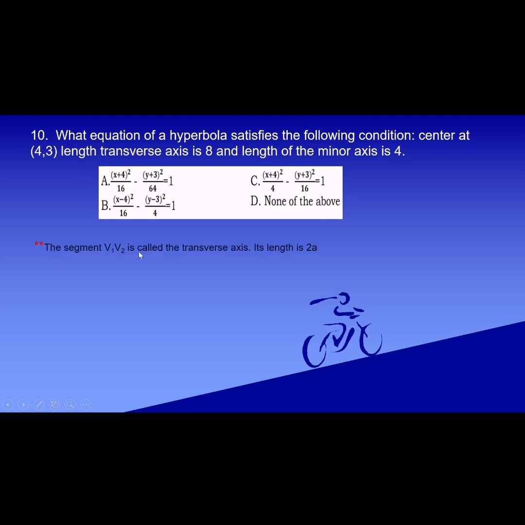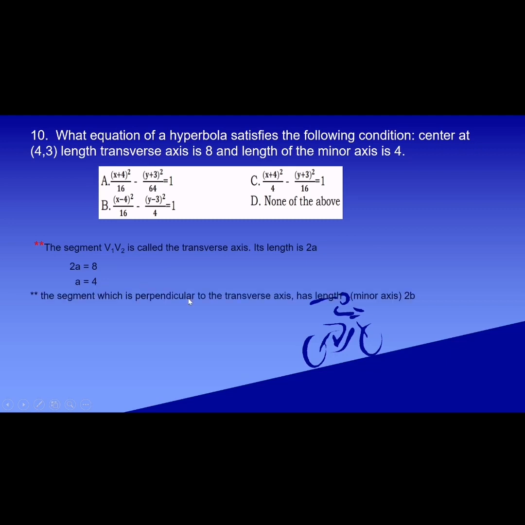So we have a concept here. The segment b sub 1, b sub 2 is called the transverse axis and has measure 2a. 2a is equal to 8 since the length of the transverse axis is 8. Given the transverse axis is 2a, the length is 8. So divide both sides by 2. So 8 divided by 2 is 4.